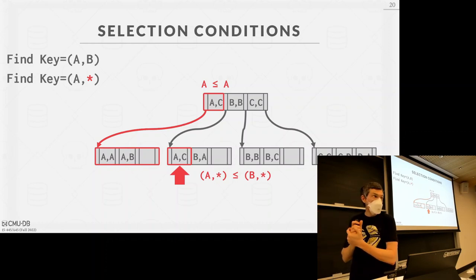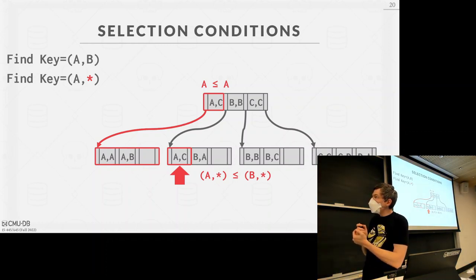Right? Yes? Question is, why is AC in the second node? Because this AC is less than or equal to this AC.